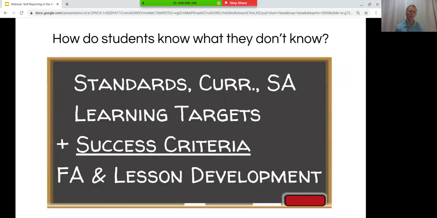So now I'm putting this all together here. We have our standards, our curriculum, our summative assessments. We have learning targets. We have success criteria. The next piece is, well, how do I know what the students know? How do the students know what they know? All right, and you can't wait until a summative assessment to figure that out. So this is where we start to develop our formative assessments, all right, and our lesson plans.